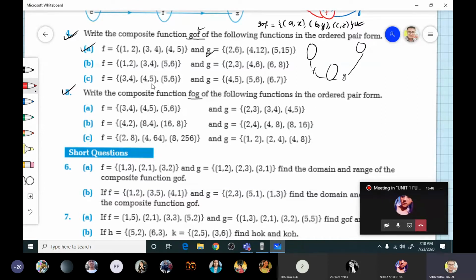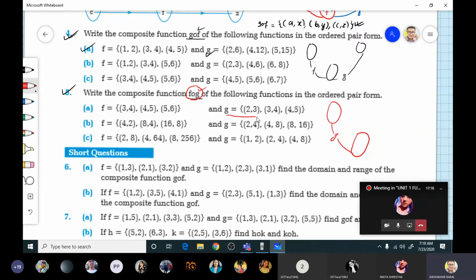The question asks you to find f composite g. This is f composite g. So at first you need to draw the ordered pair for g in terms of a mapping diagram or arrow diagram. Let me put the arrows to indicate that this function is g. For f composite g, you need to write the function g at first. So let's input the values of g also.